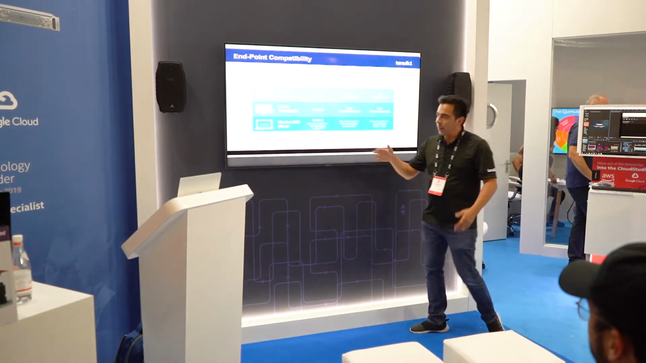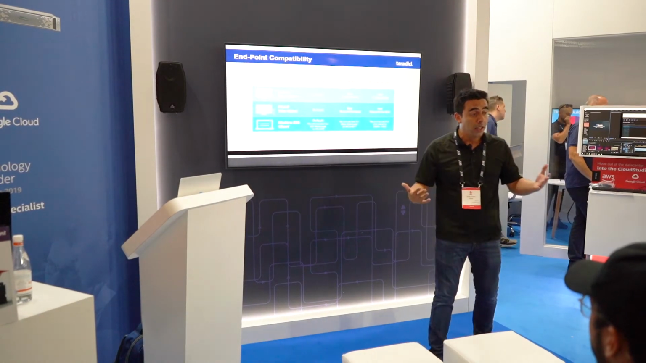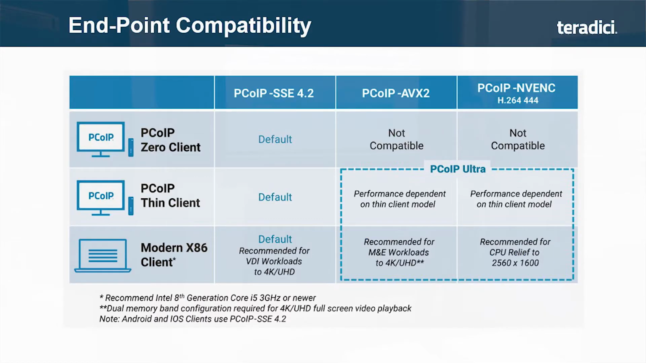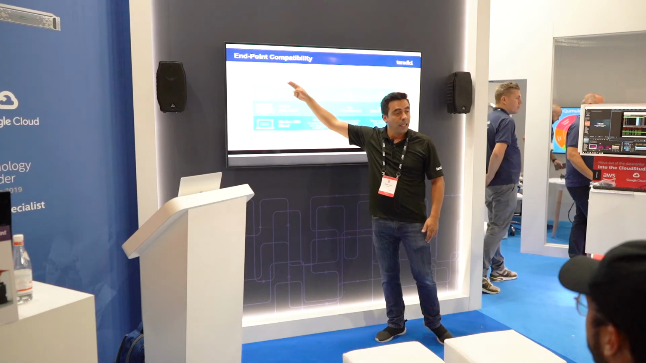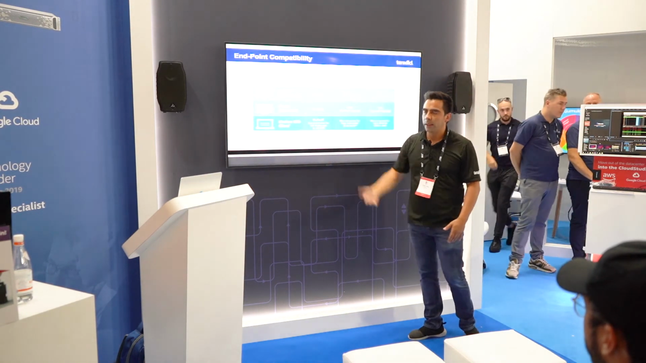From an endpoint compatibility perspective, we have three types of solutions. The zero client, the traditional zero client that artists have been using for many years now. The thin client, so you can combine the software with different solutions on a thin client, and any modern x86 client device. If you are looking at different scenarios like the NVIDIA encoder or traditional PCoIP, you can combine them, and depending on what type of endpoint you use, you can use the best option recommended for every technology.